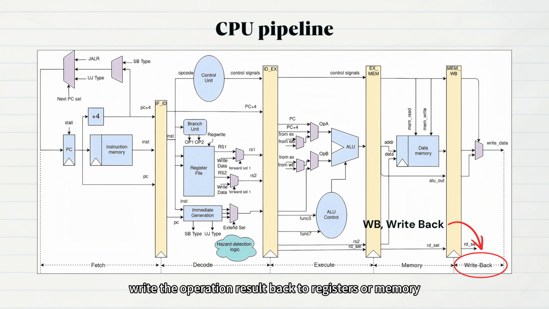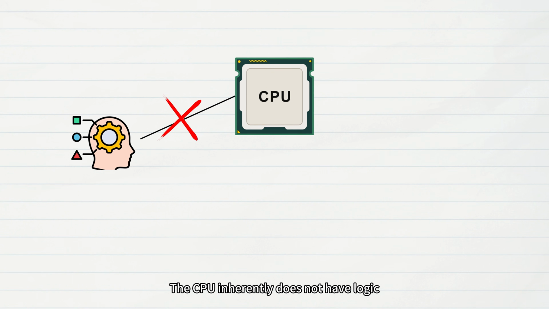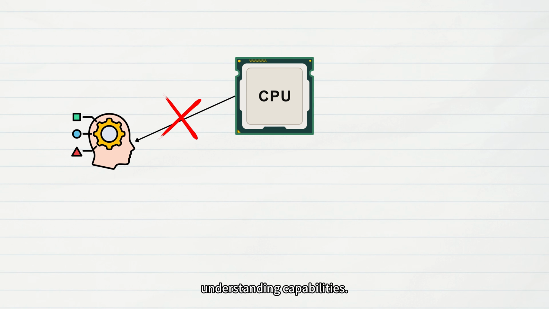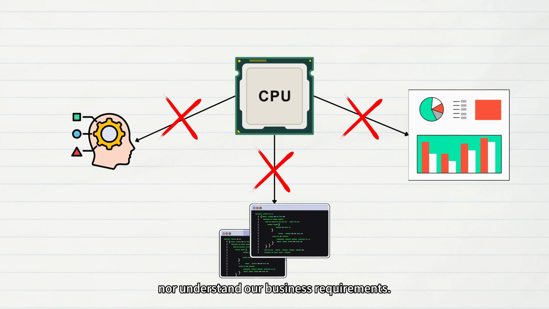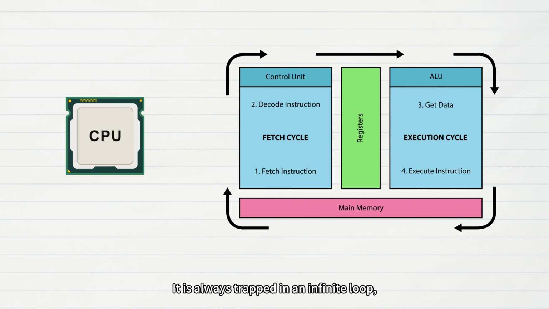Write the operation result back to registers or memory to complete a single instruction loop. The CPU inherently does not have logic understanding capabilities. It cannot read programs, recognize functions, nor understand our business requirements. It is always trapped in an infinite loop, cycling billions of times per second. Simply summarized as: fetch one instruction, decode, execute, then fetch the next. Repeat, cycle, and nothing more.